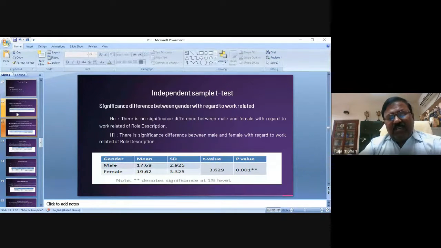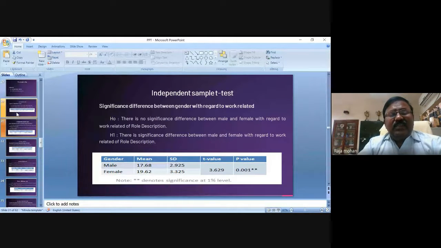Suppose we have four intervals: up to 10,000, 10,000 to 20,000, 20,000 to 30,000, and above 30,000. But if you want to use an independent t-test, you can club them. When you club them, you can very well use the independent t-test, and we have the p-value. By using that, you can explain.